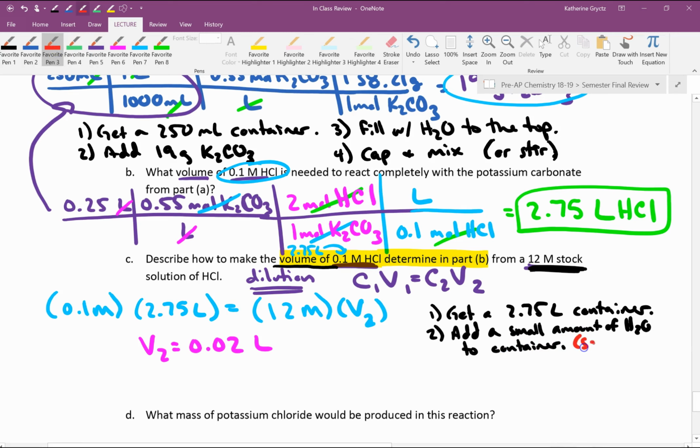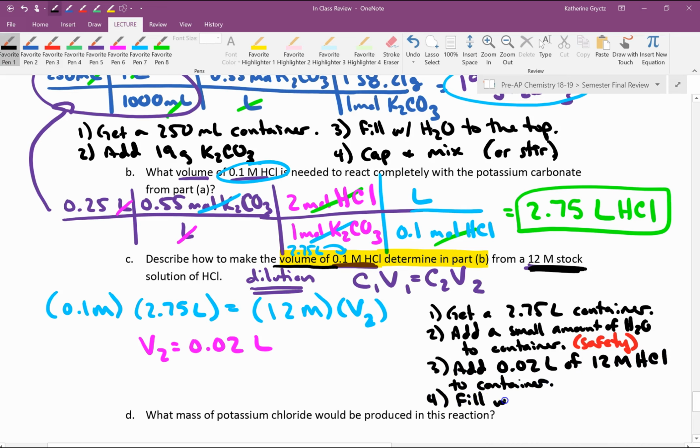Okay. All right. Then we're going to add the 0.02 liters of the 12 molar HCl to the container. Then we're going to fill it with water to the top. And lastly, we're going to cap and mix it up, shake it up. Okay, so that one had a little bit of safety issue.